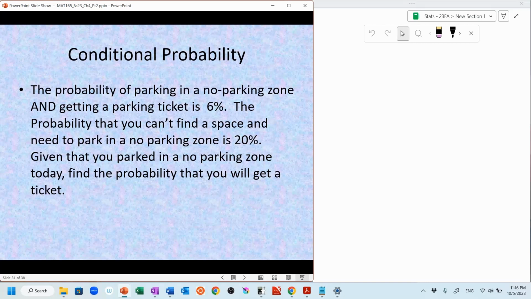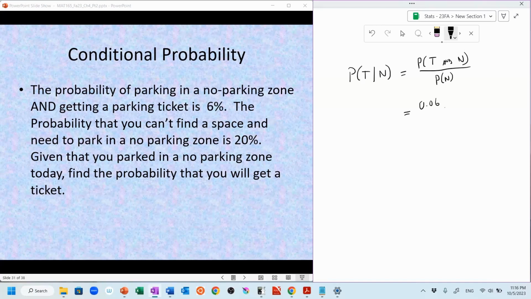And the question is, given that you parked in a no parking zone today, what's the probability you'll get a ticket? So we want to find probability of ticket given that we parked in a no parking zone. And this is the probability of getting a ticket and parking in a no parking zone over probability of parking in a no parking zone. Or this is 6% over 20%, or 30%.